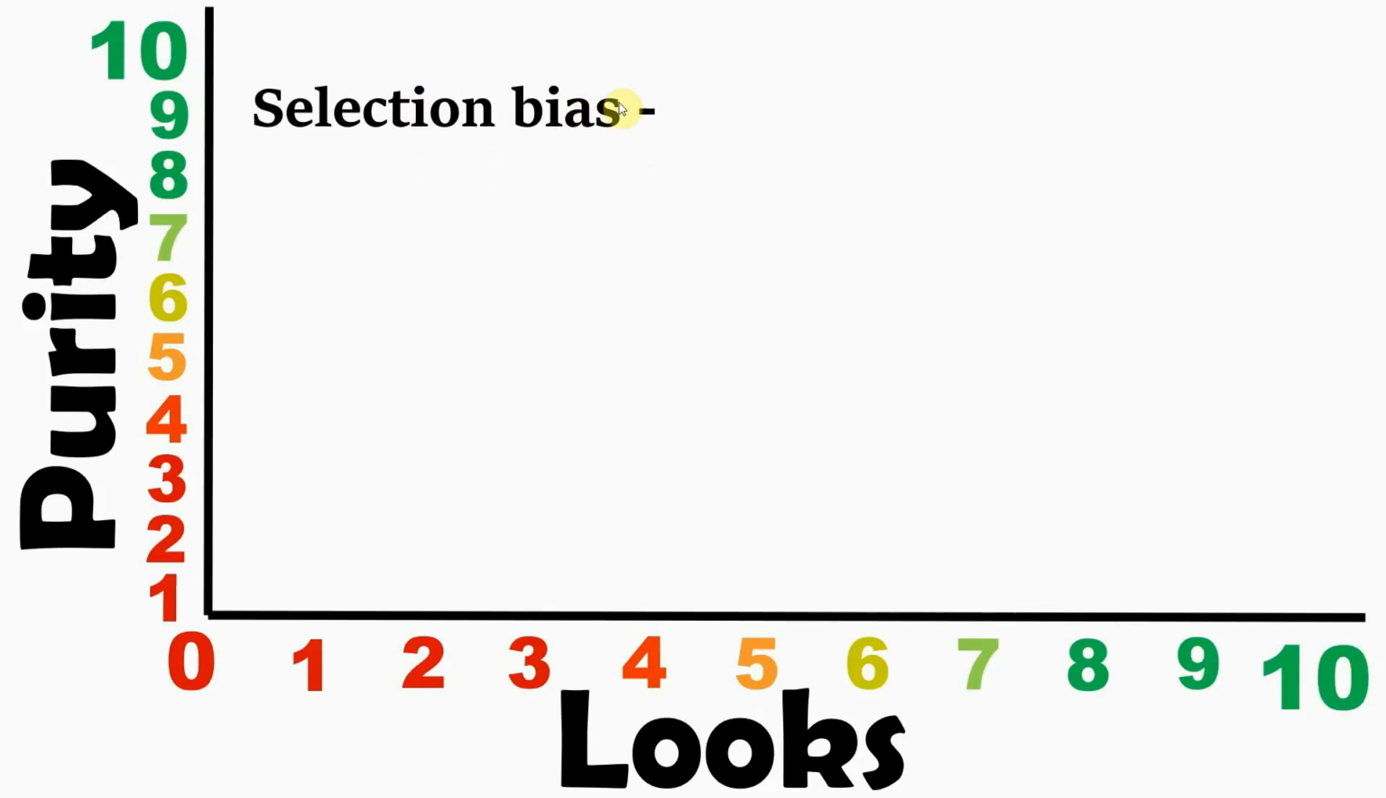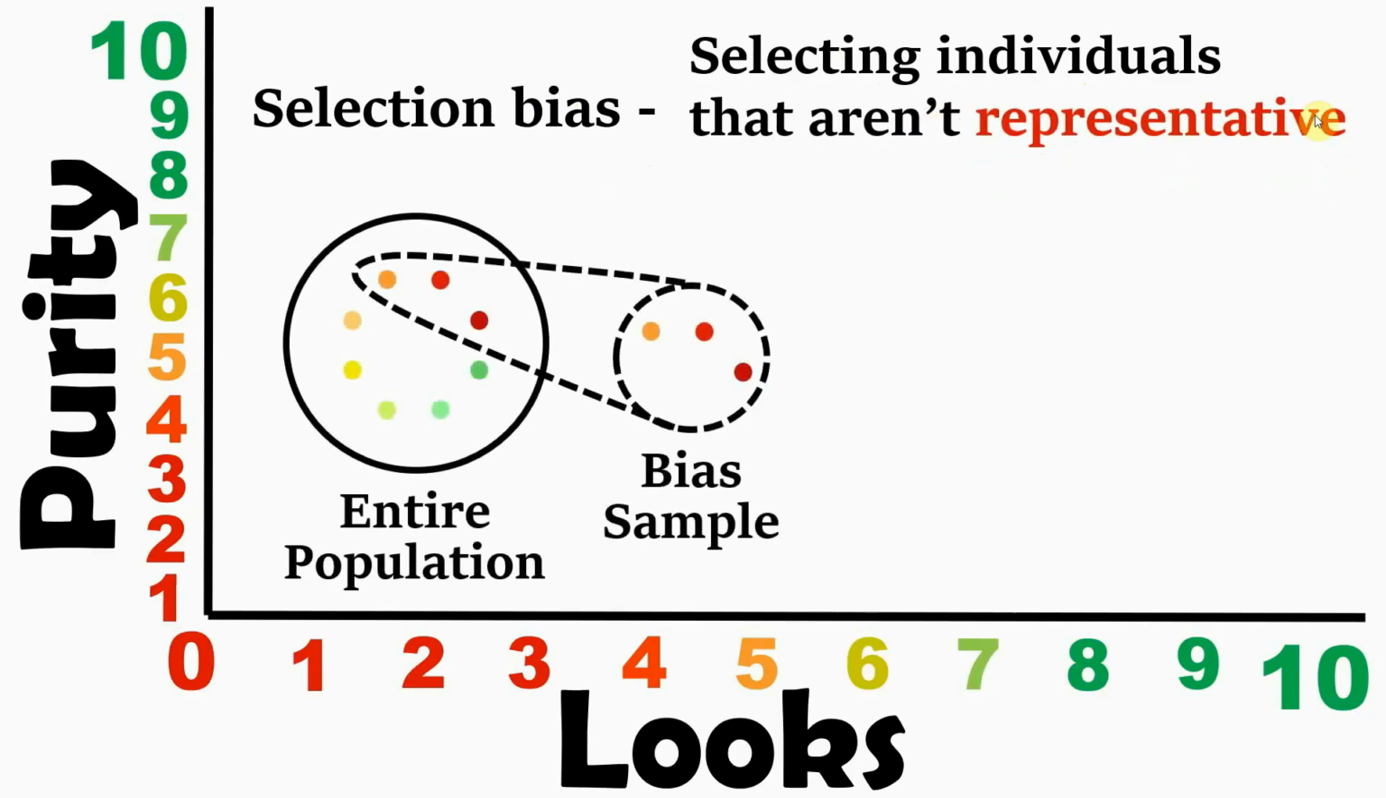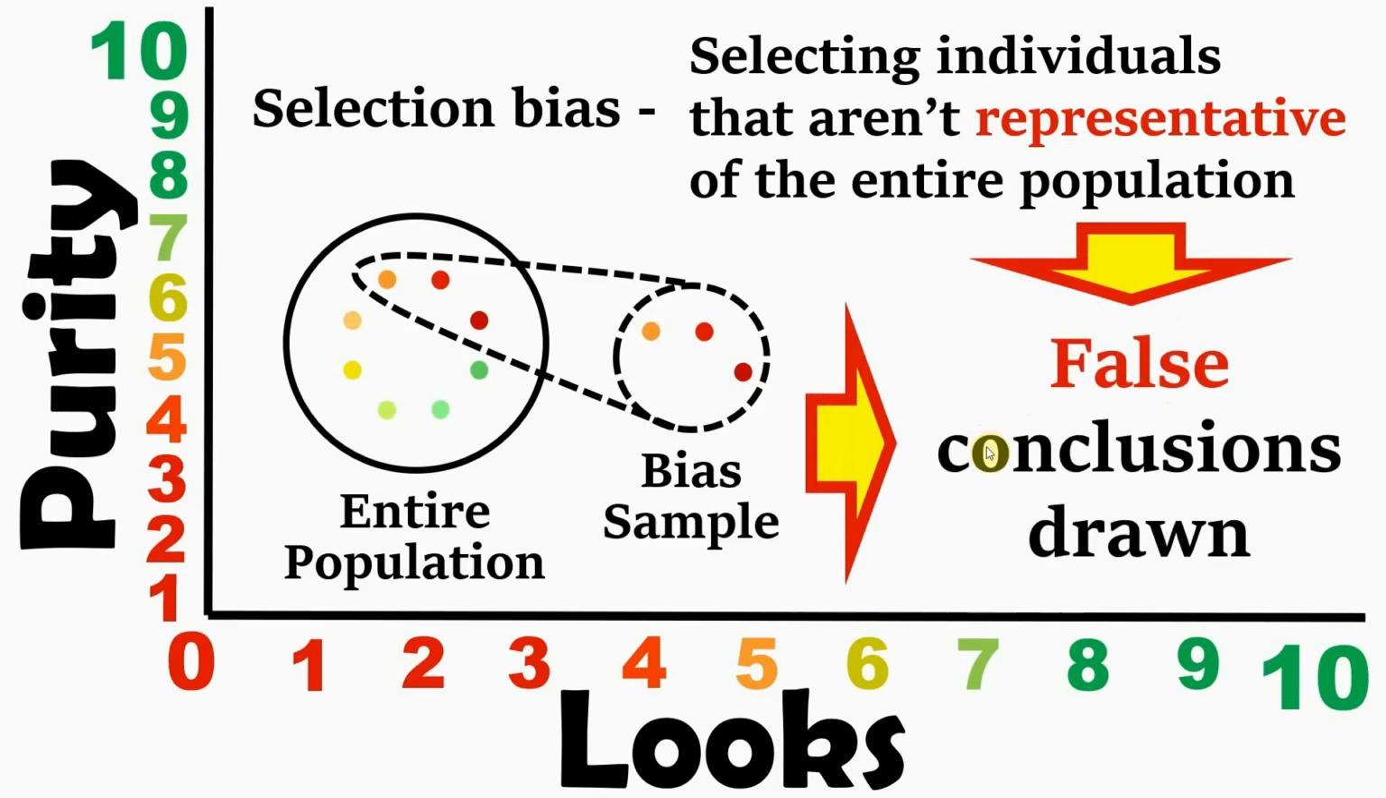Selection bias is the bias introduced by selecting individuals that aren't necessarily representative of the entire population. This can often lead to false conclusions being drawn. In other words, because the selection process isn't random, the results become skewed compared to what the actual results should have been if the data was gathered correctly.